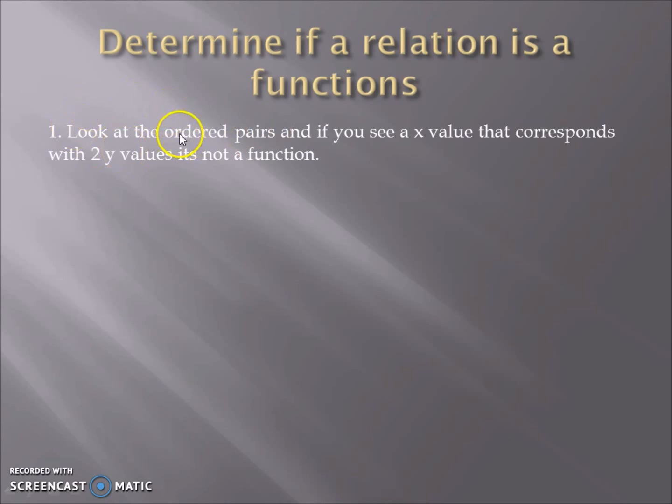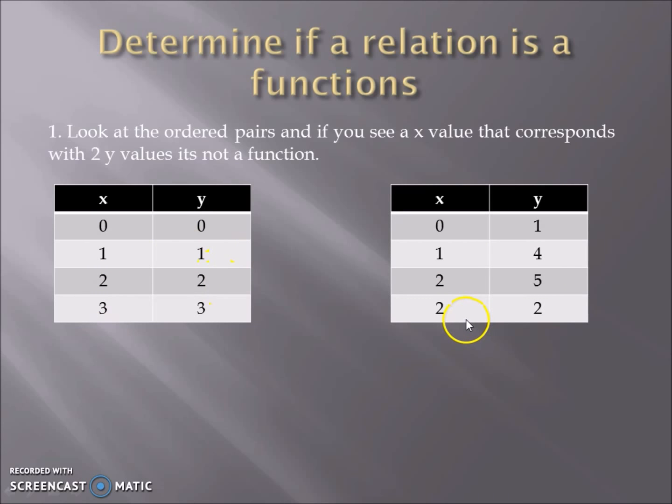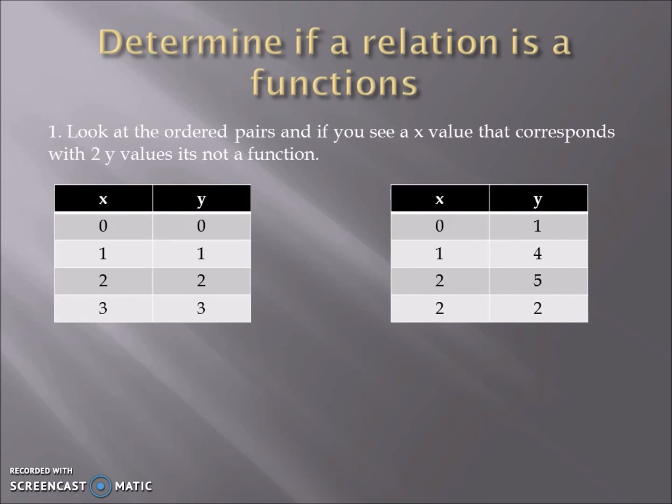So, let's find out a way to determine if a relation is a function. To know, we would have to look at the ordered pairs, and if you see an x value that corresponds with two y values, it's not a function, as we already went through when I was telling you how to tell if it's a function or not. So, like I said here, this would be a function since all the x values only have one corresponding y value. But here we can see that we have one x value that corresponds to two y values, which means it's not a function. Which means this relation is not a function when it comes to these points.